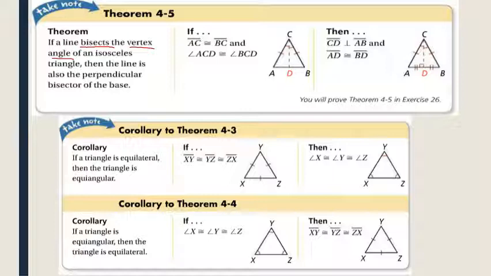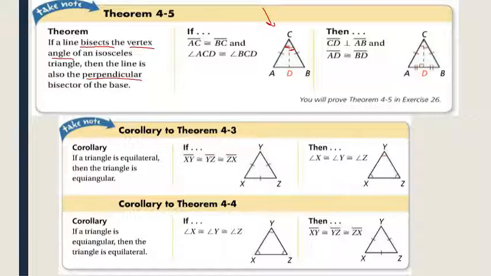So in my picture right now, if we're looking at this example right here, angle A and angle B are base angles. So the vertex angle is angle C. So if I had a line that cuts angle C in half, so you can see the little tiny arc marks there and there. Okay, you see them there. So if I have a line or a segment or whatever that cuts that in half, then it also is a perpendicular bisector of the base.